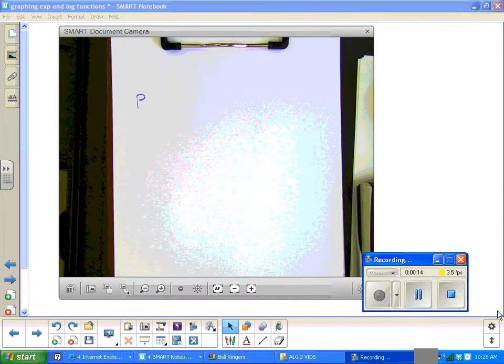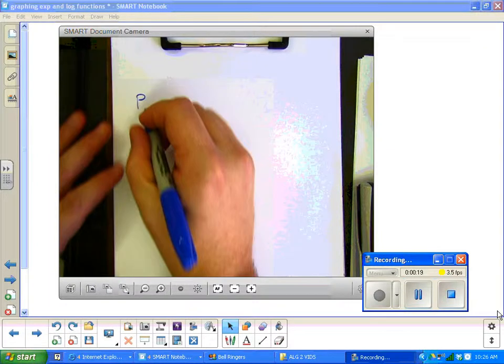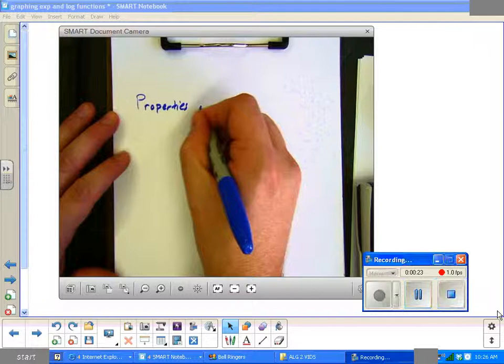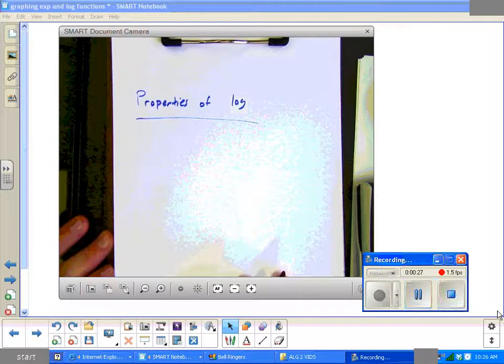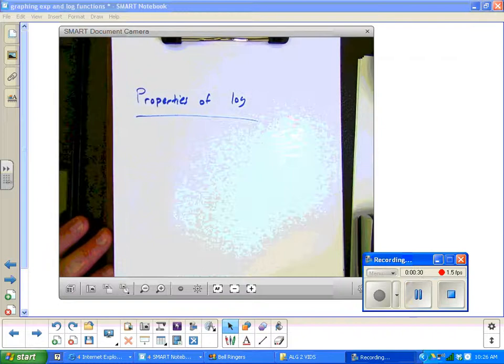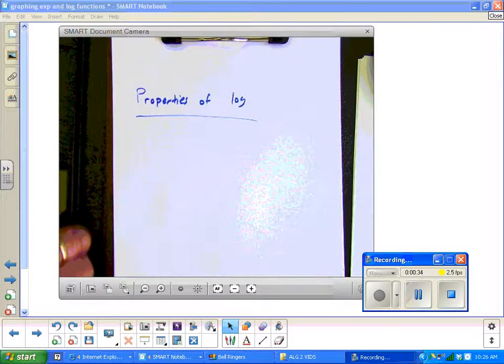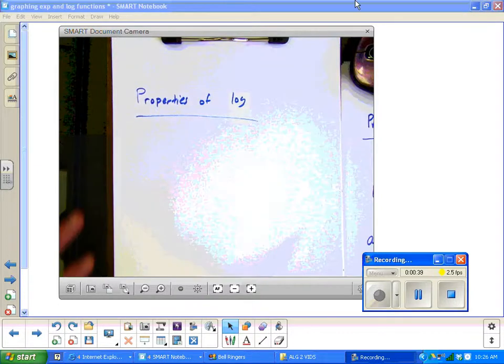Chances are you're probably going to remember this from Algebra 2. I hope you do, because we don't have a lot of time to get into it. So, properties of logarithms. This can also apply for natural logs. What we're going to get into is solving logarithmic equations pretty soon, and we're going to have to use properties in order to do that.